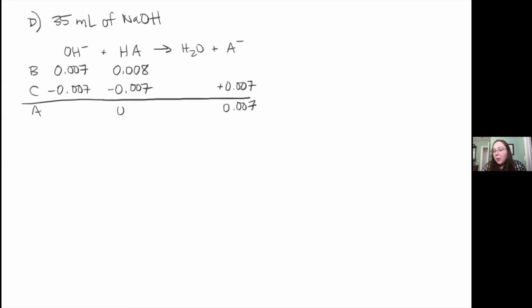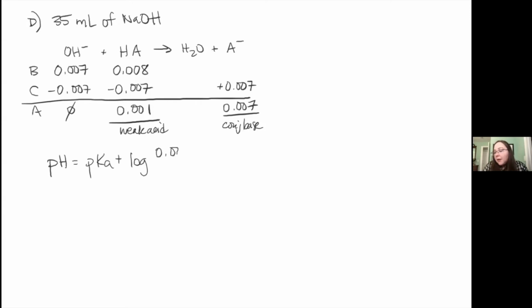We're going to end up with a mixture of weak acid and conjugate base. That is, in other words, a buffer, as long as these are within a 1:10 ratio. So we're pushing the limits here because this is a 1:7 ratio, but it should still be okay. And we're going to use our Henderson-Hasselbalch equation, pH equals pKa plus the log of 0.007 over 0.001, our base over our acid.